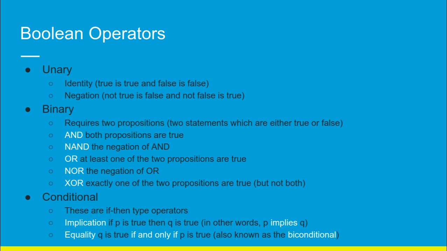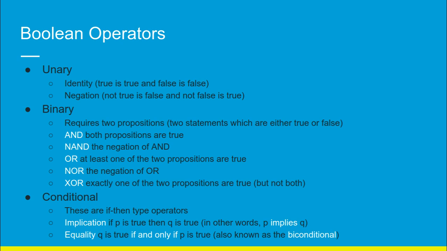And then we have binary operators. So binary operators mean that we have two propositions, okay? Two statements. A proposition is just a statement, something that can be true or false when we're talking about logic. A proposition is something that can either be true or false. So with binary operators we have two statements, and each statement is either true or false. So these statements can be expressed as a Boolean value, okay?